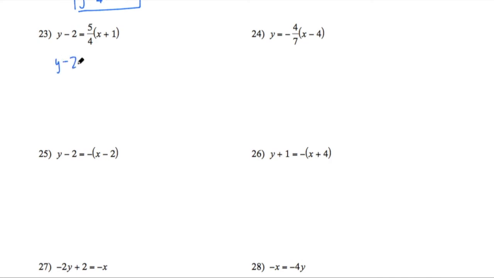So for this one, we have to distribute the 5/4 first. So 5/4 times x is 5/4 x, and 5/4 times 1 is 5/4. So I need to solve for y, so I need to get rid of this minus 2. So I'm going to add 2 on this side. When I do it on this side, I'm going to add a version of 2. I'm going to add 8/4. 8/4 is 2, but see how I've set it up to already be a common denominator with the 5/4, and I even wrote it right underneath the 5/4 to make it easy. So we have y over here, 5/4 x, and 5 plus 8 is 13/4. And so that is our equation.